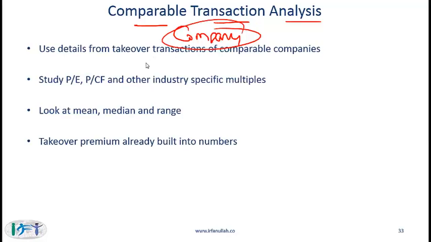So as before, we will look at other companies, but now we are looking at actual merger acquisition transactions that took place. So in those transactions, we can see what was the PE built into that transaction. So the deal price relative to earnings of the target, the deal price relative to cash flow, and so on. As before, we look at the mean. If we have 4 transactions, then we look at the mean numbers. But do we need to add a takeover premium? We do not need to add the takeover premium because the premium is built into the deal price.